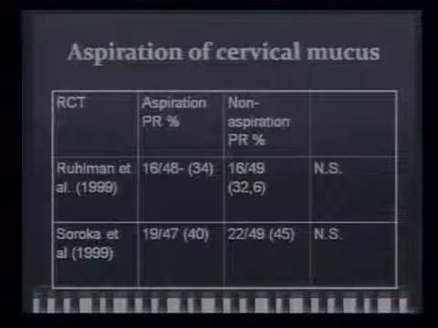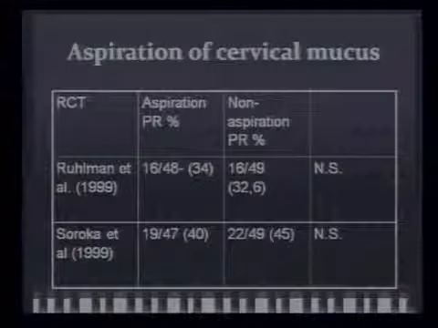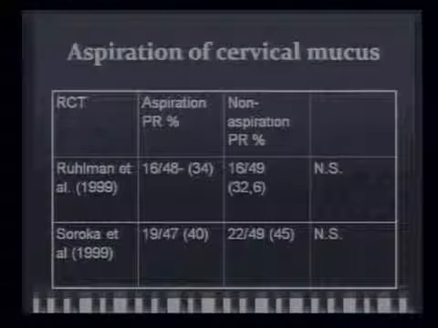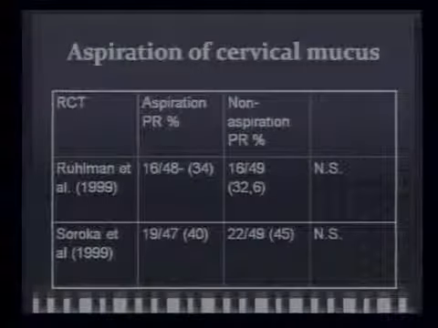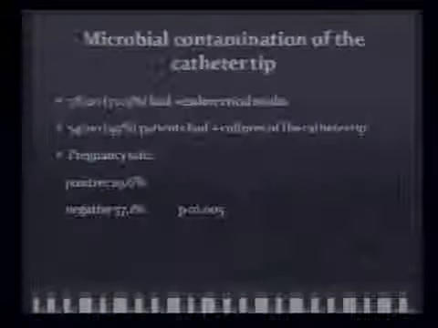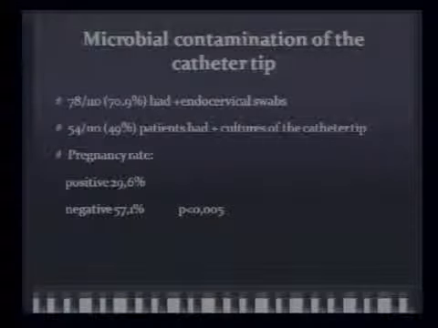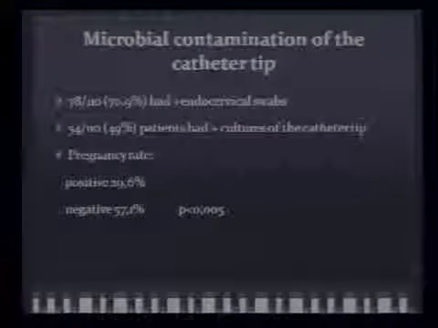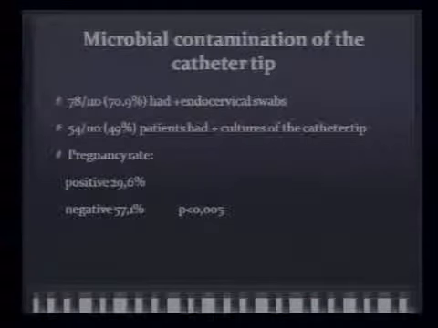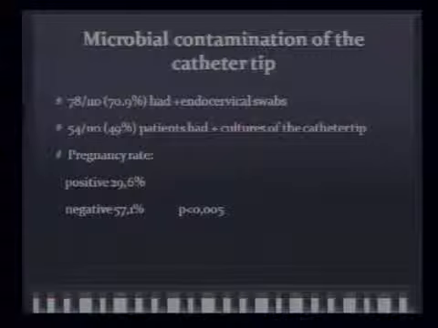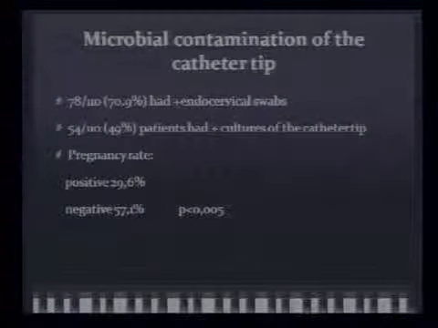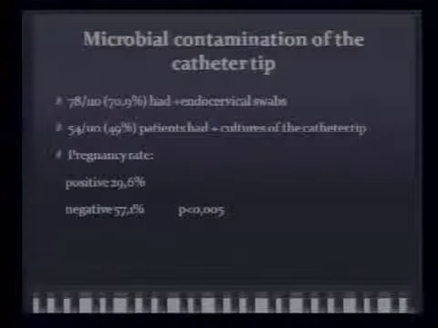And then there are two RCT studies going on with aspiration and non-aspirated cycles. There is no difference at all when you aspirate the mucus or when you don't aspirate the mucus. What about the microbial contamination of the catheter tip? When we had positive posterior endocervical swabs, the pregnancy rate was 30%. When the swabs are negative, the pregnancy rate is as high as 60%. So microbial contamination is another issue that should be considered.